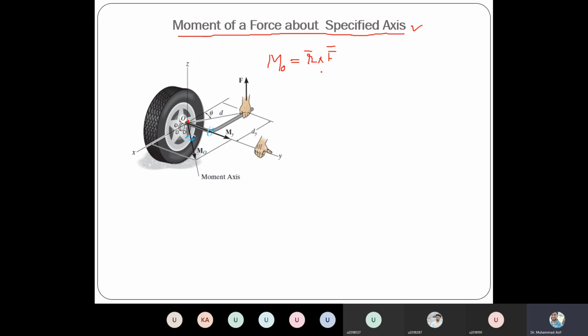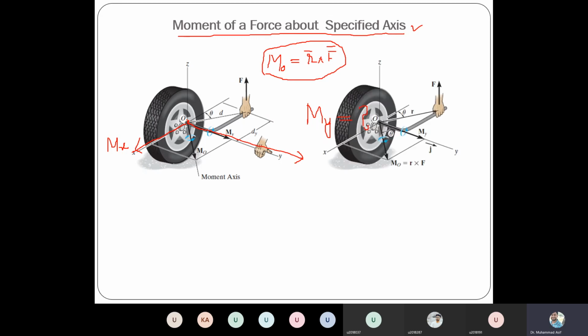But let's say our objective is to figure out the value of the moment about this axis. Let's say we are interested to figure out the moment about y-axis, right? Or any other axis. Let's say here we can have any other axis. Let's say about x-axis. We are interested to figure out the moment about x-axis, right? But we know this is the moment about the point O. So how to calculate the moment about any specified axis? So there is a rule for that.